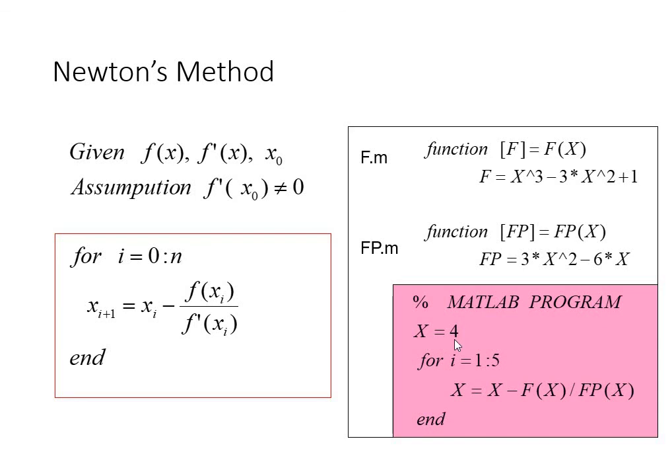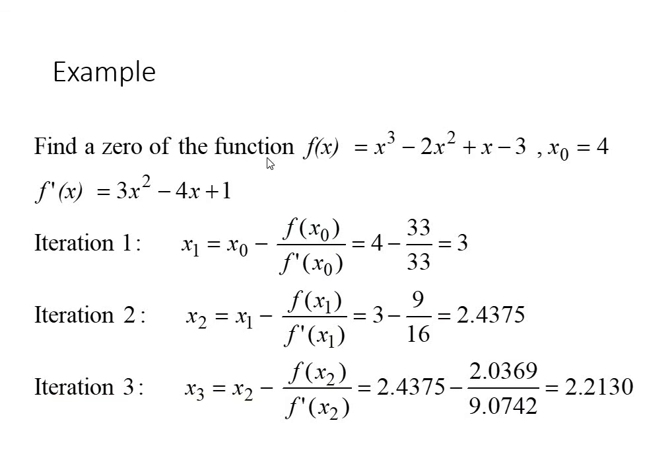Then you give MATLAB your initial guess to be 4, and then for i equals 1 to 5, because you need 4 steps, x equals x minus f of x over the derivative, and then it will compute the solution for that.